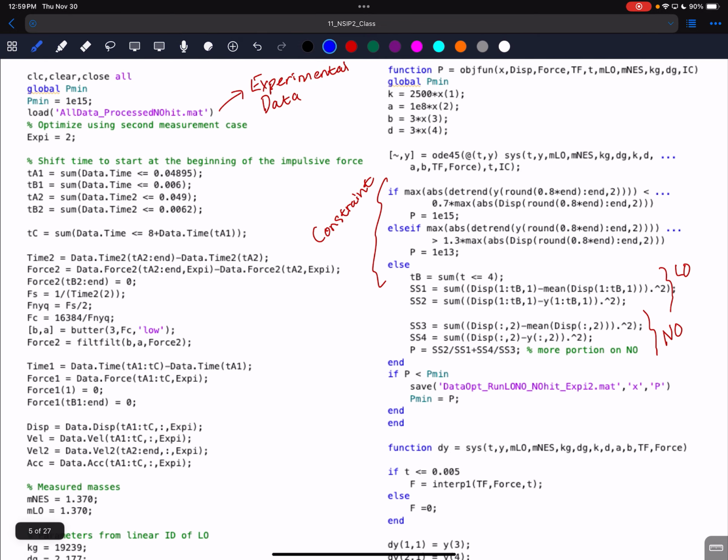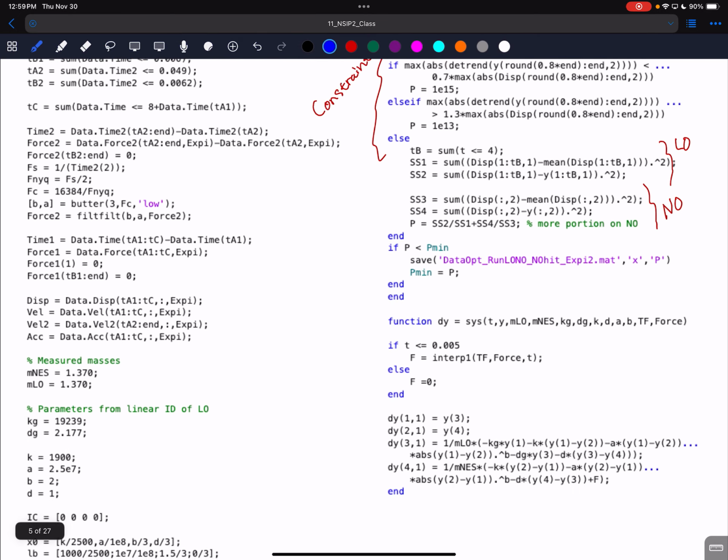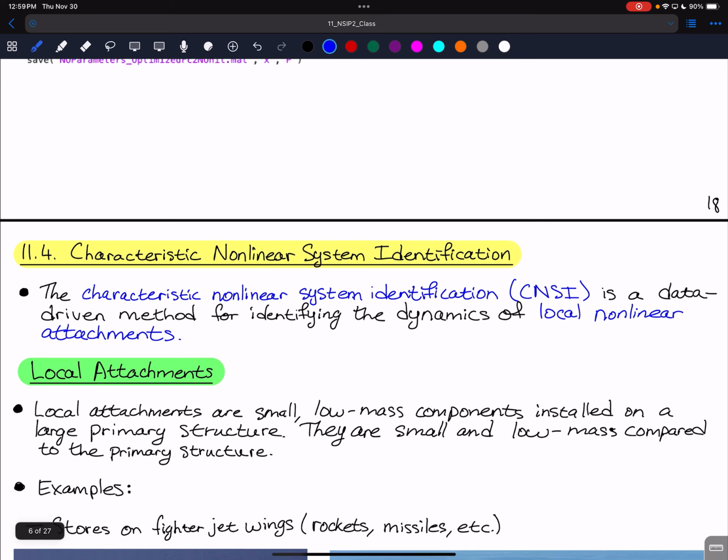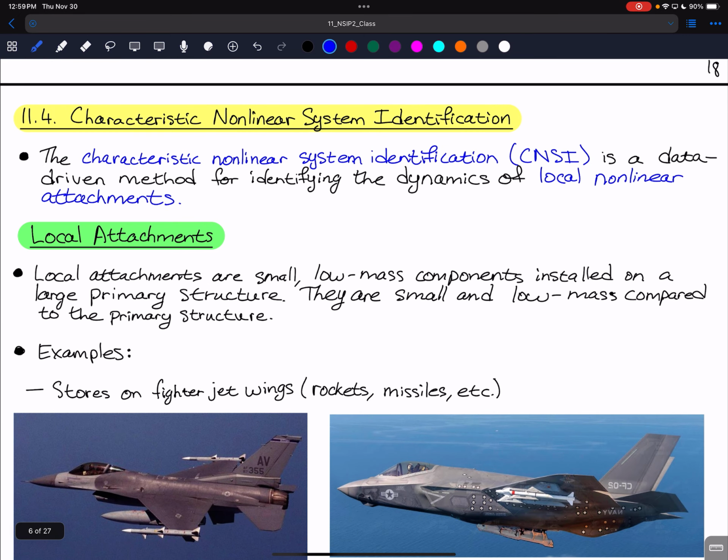Okay, any other questions? All right. In that case, we're going to switch and now talk about the characteristic nonlinear system identification. This is a technique for identifying the dynamics of what are known as local nonlinear attachments. And we're going to talk about what a local attachment is.